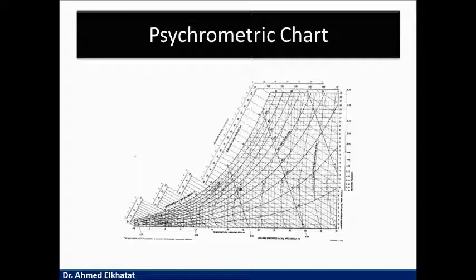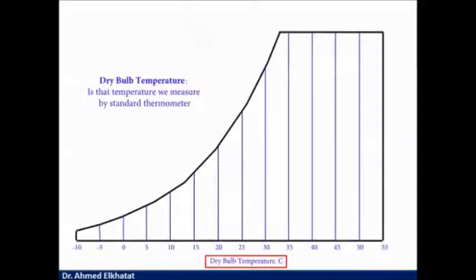So let's start with dry bulb temperature. Dry bulb temperature is the temperature that we measure by a standard thermometer, and it is represented on the psychrometric chart as vertical lines starting from left to right, the minimum value on the left and the maximum value on the right.